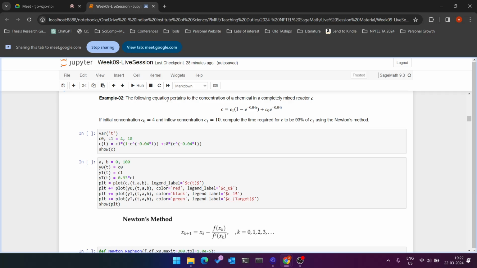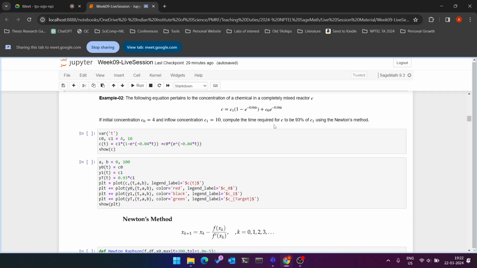Here we are told that the following equation pertains to the concentration of a chemical in a completely mixed reactor. So C is given as C1 times 1 minus e raised to minus 0.04t plus C0 times e raised to minus 0.04t. If the initial concentration is C0 equals 4 and the inflow concentration is C1 equals 10, compute the time required for C to be 93% of C1 using Newton's method.